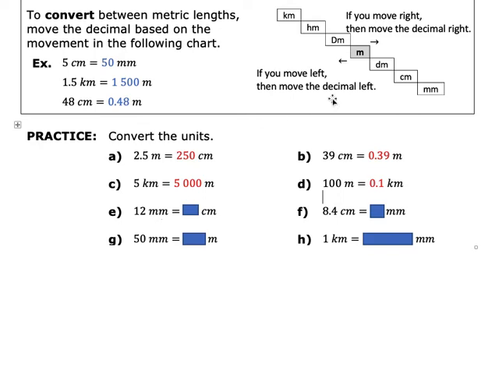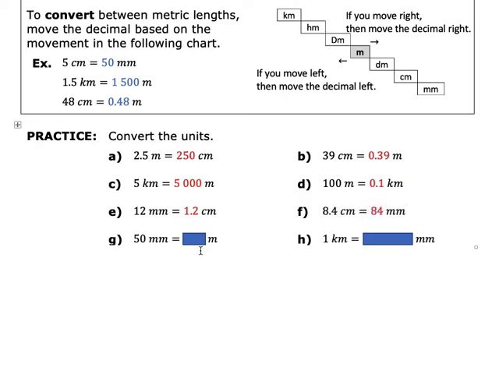12 millimeters to centimeters. That's 1 space left. So 1.2. Centimeters to millimeters, 1 space to the right. 8.4 looks like 84.